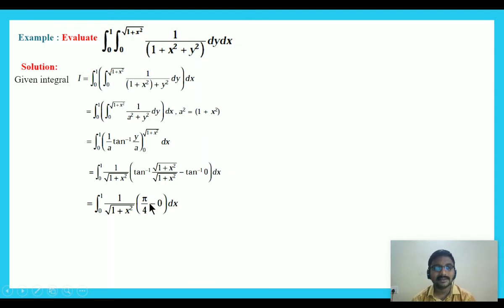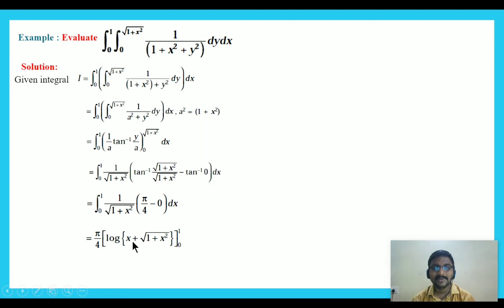But pi by 4 is a constant here. Just take it out, pi by 4. And then we will have integral of 1 by root of 1 plus x square dx. But what is the integration formula here? Log of x plus root of 1 plus x square or sinh inverse of x. So here we are using log of x plus root of 1 plus x square because logarithmic values are well known compared to inverse trigonometric functions.